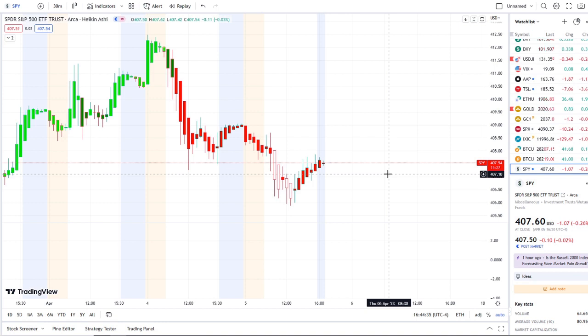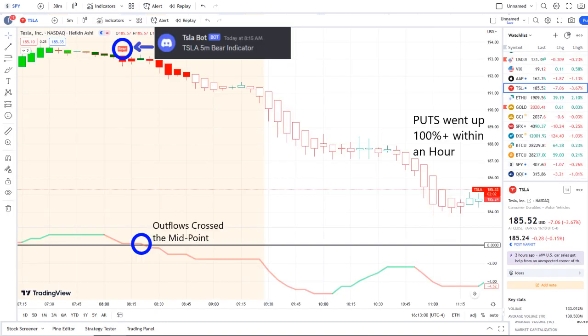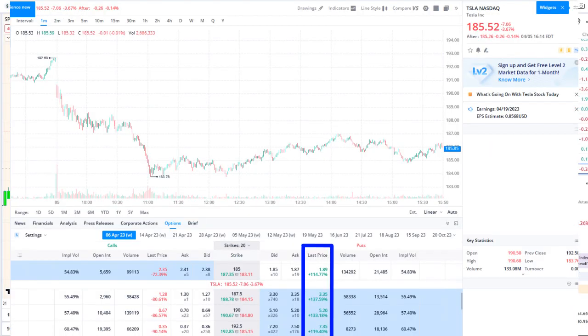So the home run of the day was from our Tesla bot. Our Tesla bot at 8:15 a.m. sent out a bear indicator. From that moment forward, outflows crossed the midpoint to the downside. Pure weakness there on 42 Vision into the bell and after the bell, and put options went up 100% plus within an hour, guys. And as you see, they're popping up within the screen within the options chain. Some options even went higher than that.